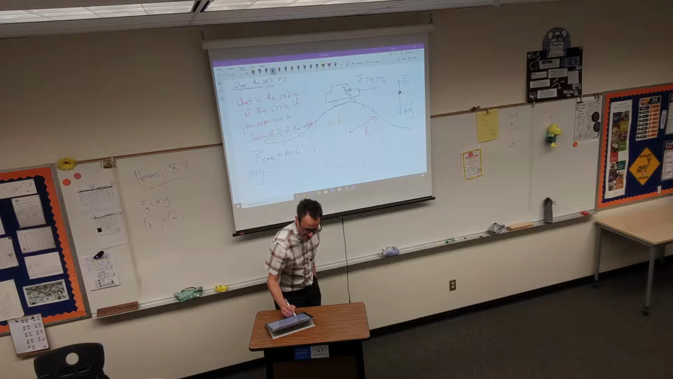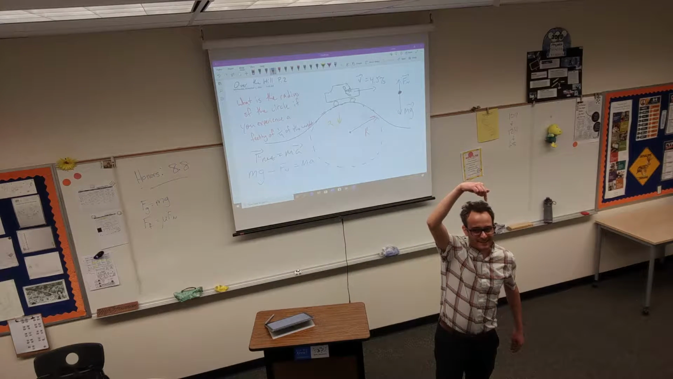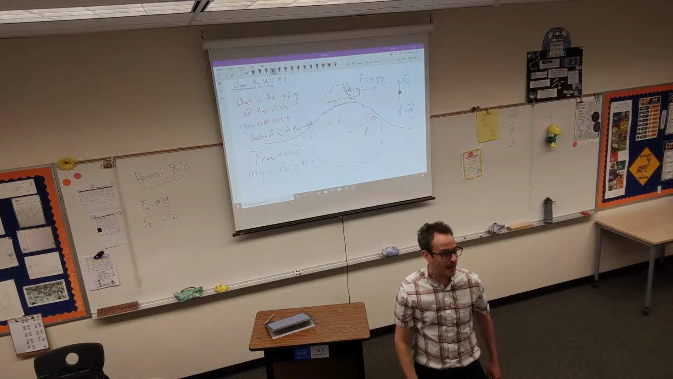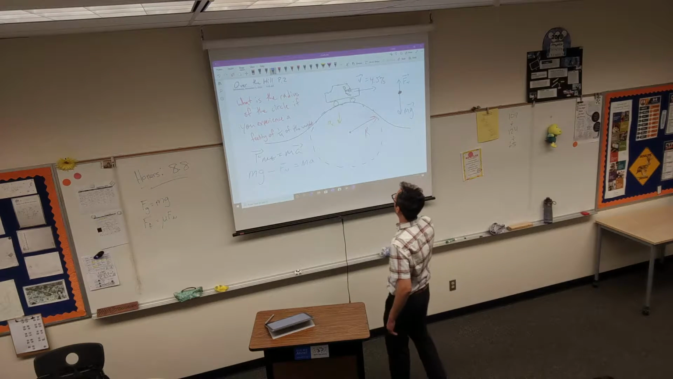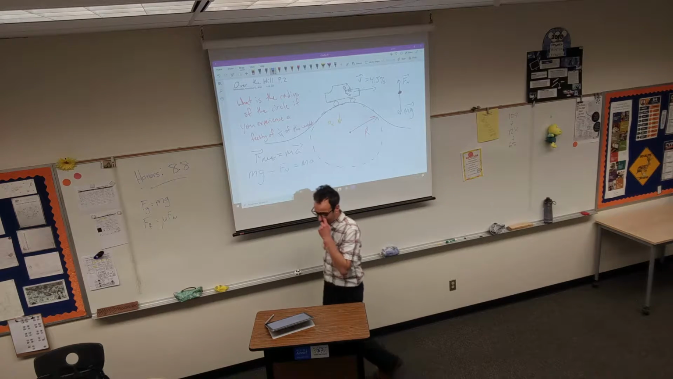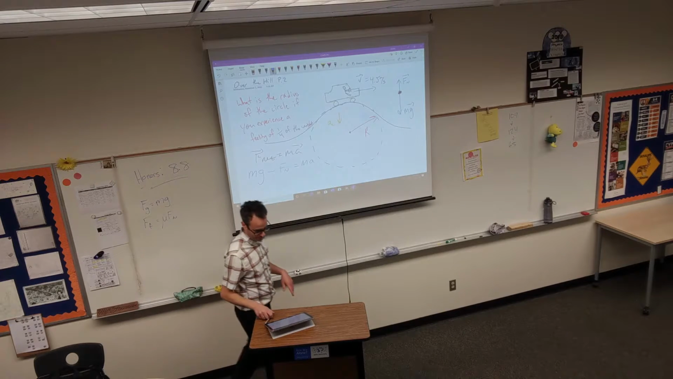mg minus Fn. Why is mg positive? If it points towards the center of the circle, it's positive, right? That's the convention we're going to use. If it points towards the center, it's positive. If it points away, it's negative. It has yet to steer me wrong, so we'll see.